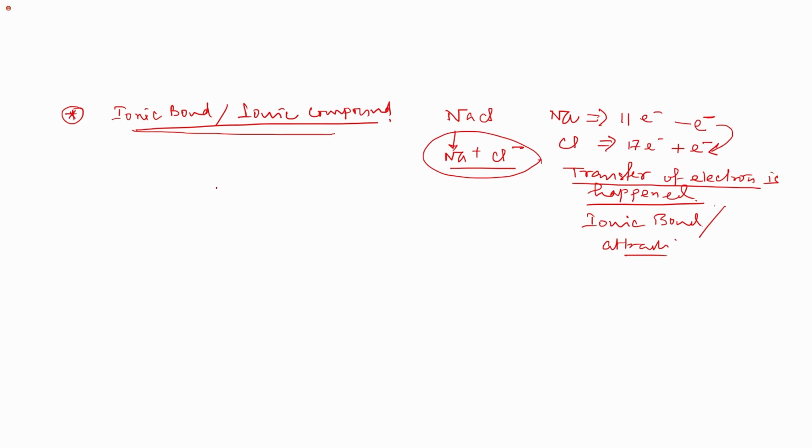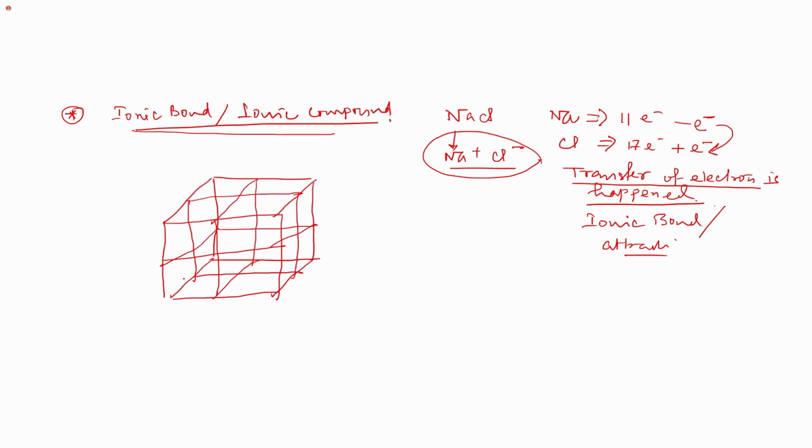It is a cubic unit cell. In this way the sodium and Cl atoms are arranged. So this is the unit cell of NaCl. What is happening here? Every corner, suppose this is Na plus, then alternately it will be Cl minus, then Na plus, then Cl minus. So alternately these atoms are arranged like that, and they are forming the cubic unit cell here.